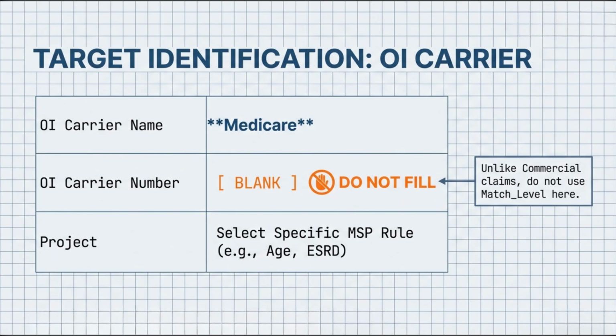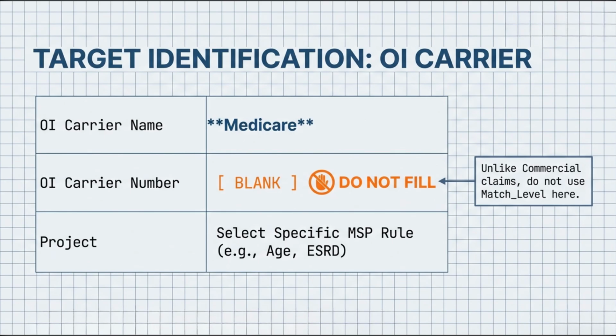All right, let's talk Medicare, an essential carrier for our COB investigations. Notice that OI carrier name is crystal clear, Medicare. That's our first step in identification. Now, for the OI carrier number, look closely. Do you see that big, bold asterisk with the do not fill symbol? This is a major one, team. We never populate the OI carrier number for Medicare claims.